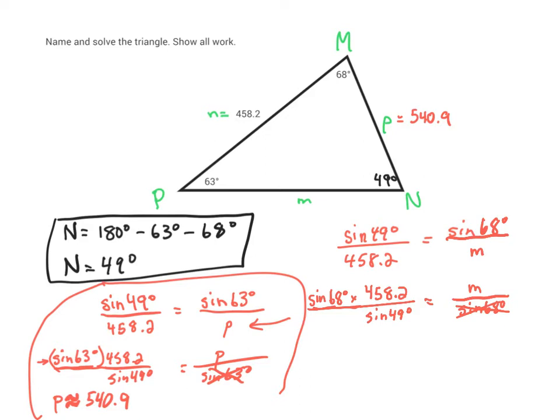Sine of 68 times 458.2 divided by sine of 49 degrees is approximately equal to 562.9, and that is m. Equals approximately 562.9. I have all three sides, all three angles, so I am finished solving this triangle.